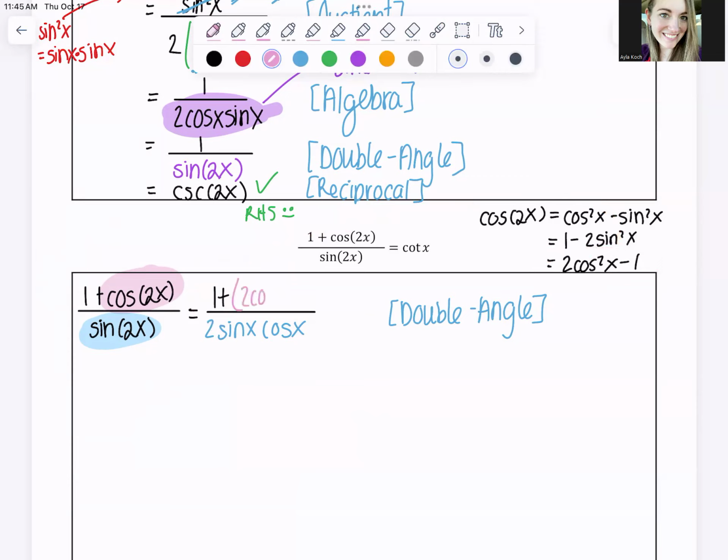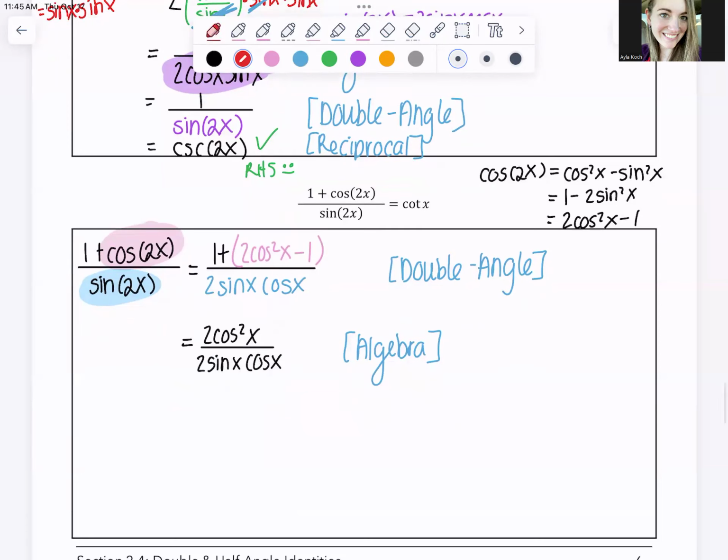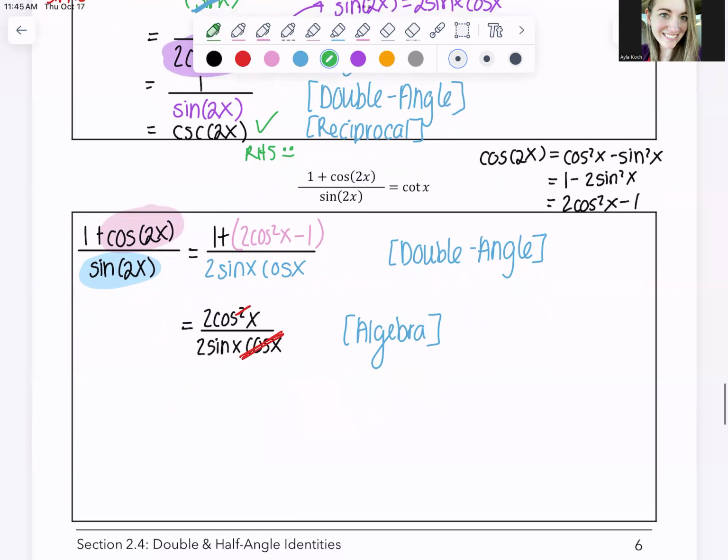So I will. 2 cosine squared x minus 1. I can do both at the same time. That's okay. The 1 and the minus 1 on top cancel. So I have 2 cosine squared x all over 2 sine x cosine x. That is algebra that I did there, just a little simplification. I can simplify even further here. I have 1 cosine on the bottom that can cancel with one of them on top, and then I have these 2's that will cancel. So I'm left with cosine x over sine x.